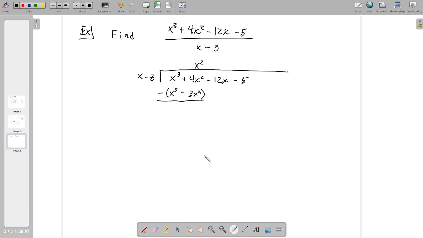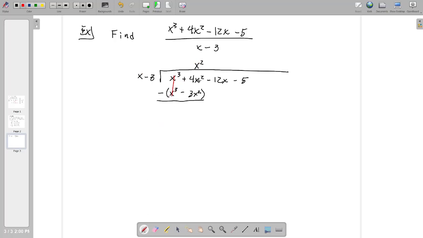Just like when we subtracted in integer long division, we're subtracting in polynomial long division. So we would have x cubed minus x cubed. These will cancel, and that should make sense. This should always happen because we select this value specifically to make the first term disappear when we subtract. We chose x squared in such a way that x squared times x would be x cubed.